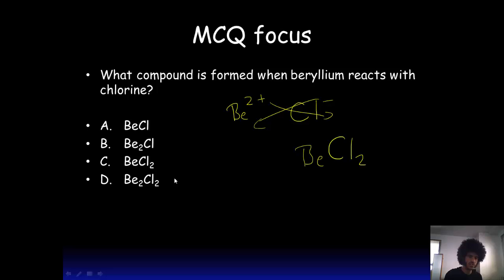Now let's have a look at the answer and see if this matches with anything. Can't be that. Be2Cl? No, can't be that. That looks good. And just to double check, no, can't be that. So by working it out properly, you can get to the answer and you guarantee the mark rather than sort of hedging your bets. Let's try another question.